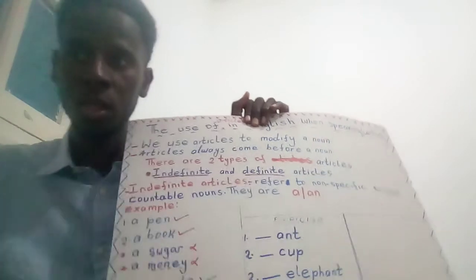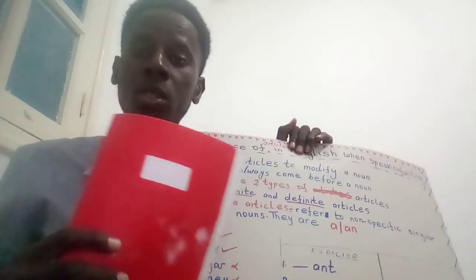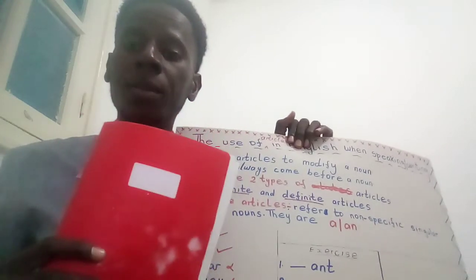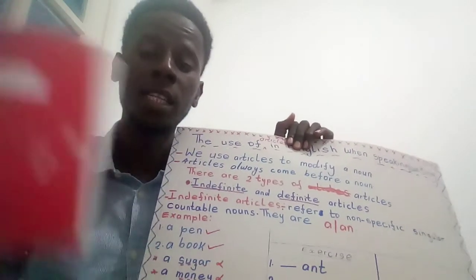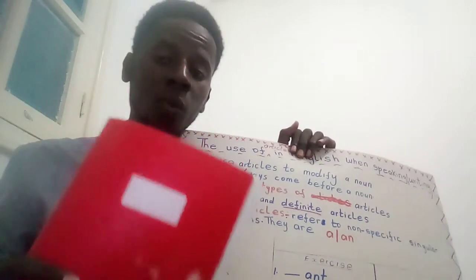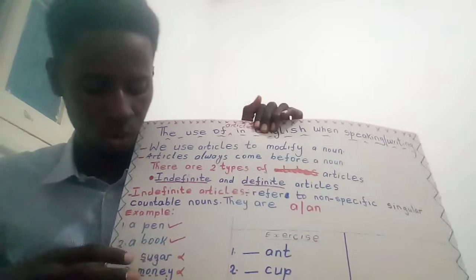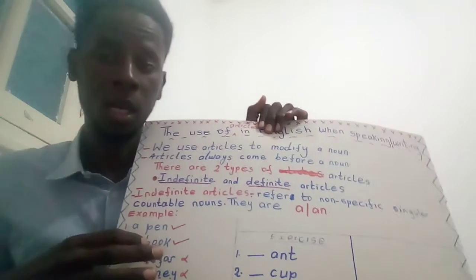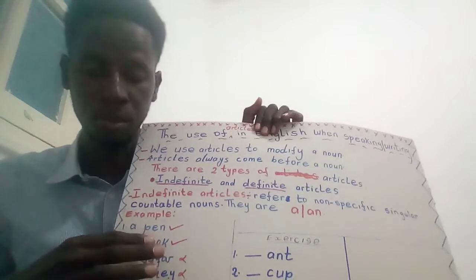Number two, we have a book. This is a book. How many books? One book. So when we refer to countable nouns where the noun is in the singular form, where we have only one book, we can say a book. And book also begins with a consonant letter, which is B.